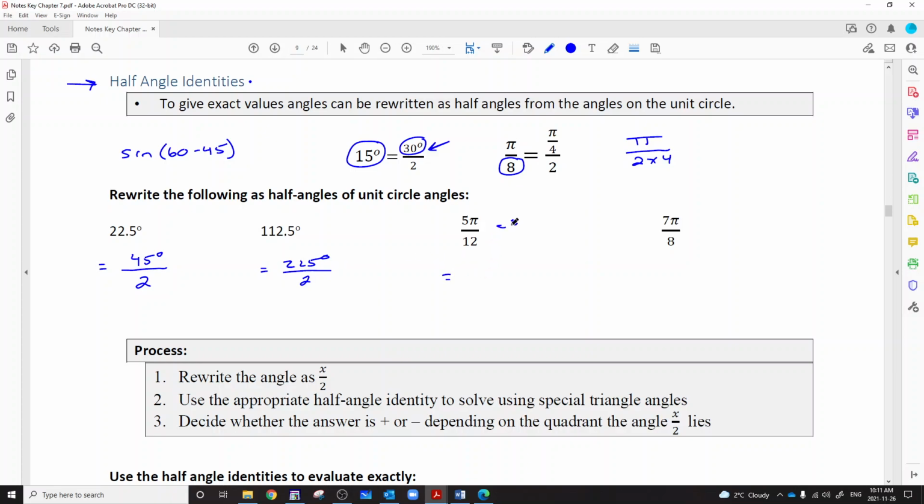So again, I thought of this intermediate step that you would write it as 12 is 2 times 6. So then you'd write it as 5 pi by 6 over 2. And again, 5 pi by 6 is pi by 6 away from 6 pi by 6, right? So pi by 6 is one of our known angles. Okay, so same thing here. This would be 7 pi by 4 over 2. All right, so let's see how we're going to use this.